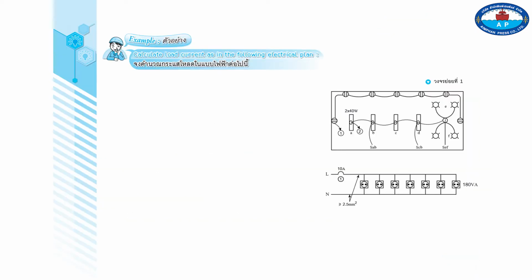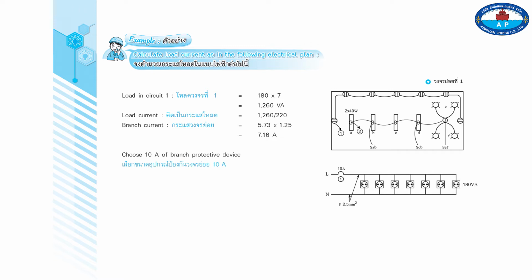Example. Calculate load current as in the following electrical plan. Load in circuit 1 is equal to 180 times 7, or 1,260 volt-amperes. Load current is equal to 1,260 divided by 220. Branch current is equal to 5.73 times 1.25, or 7.16 amperes. Choose a 10 ampere branch protective device.